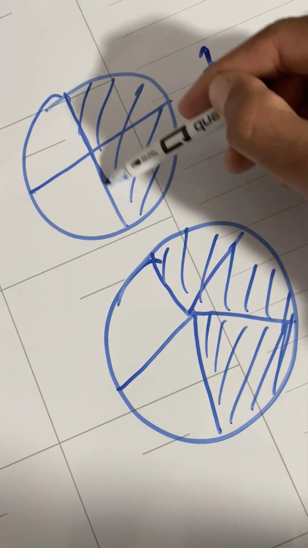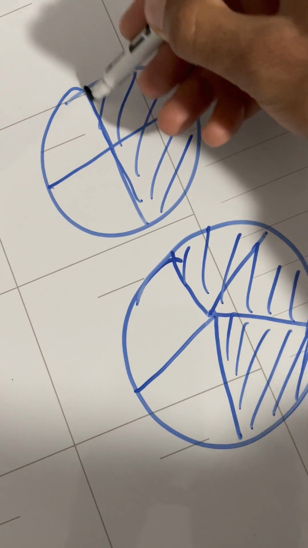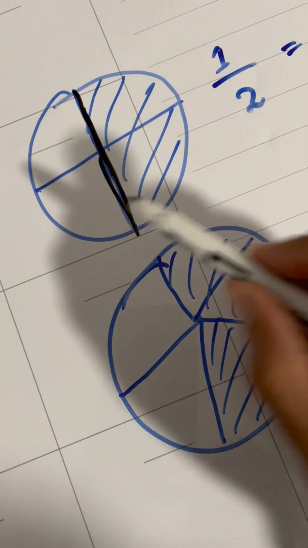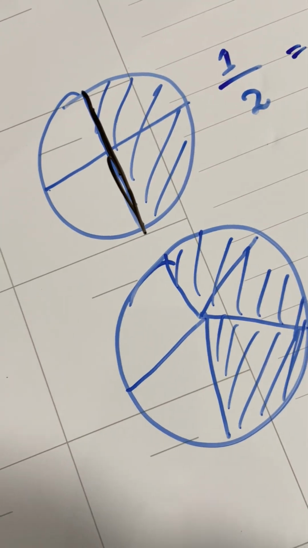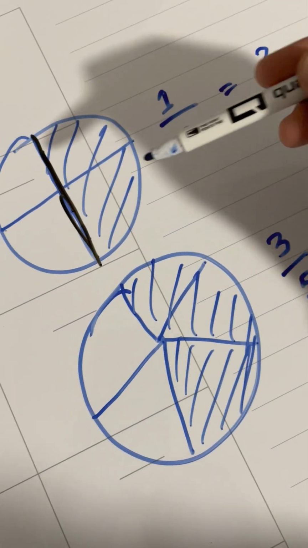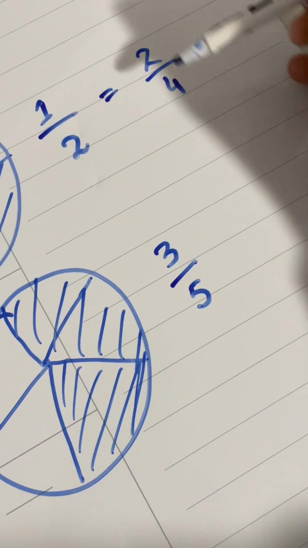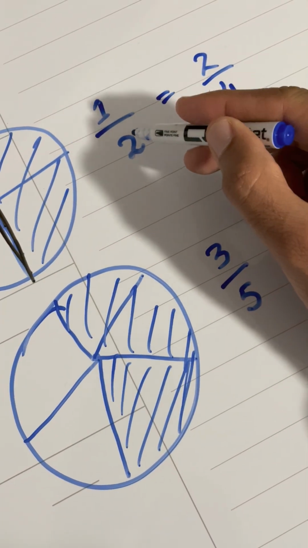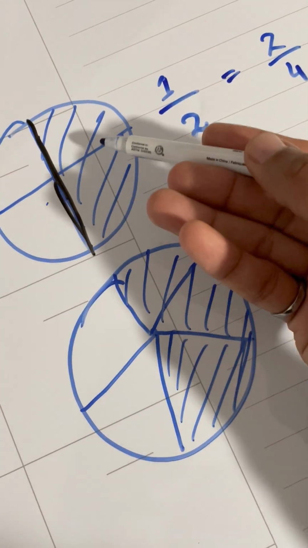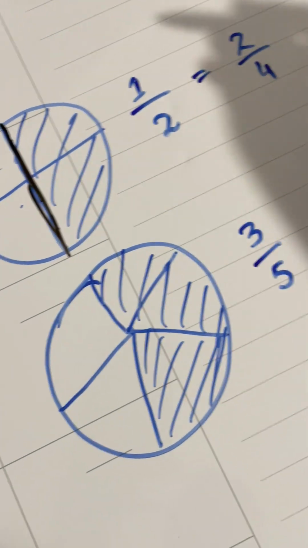If we take this black line, then it will be 1 out of 2. And if we take this blue line and that black line simultaneously, then we can say it has 2 shaded parts out of 4, which will be 2 out of 4. It means 1 by 2 is equal to 2 by 4. We can see, because 1 out of 2 pieces, and out of overall 4 pieces, 2 are shaded.